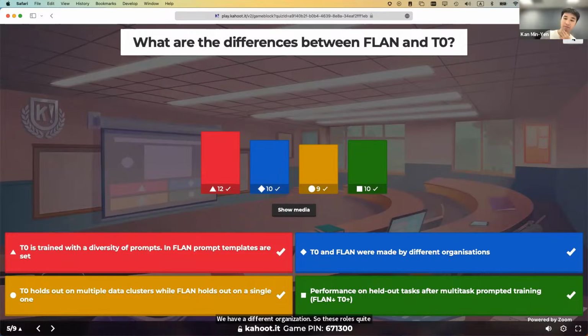Then the green color one is that performance on the held-out task after multitask prompted learning is different between FLAN and T0. FLAN actually had a decreased performance on the held-out task after multitask prompted learning. However, for T0, because they're using a diversity of prompts, I think that was one of the factors of why they actually did better. So does anyone have any questions regarding this one? Because there's a lot to unpack in this question. If not, I'll go on to the next one.